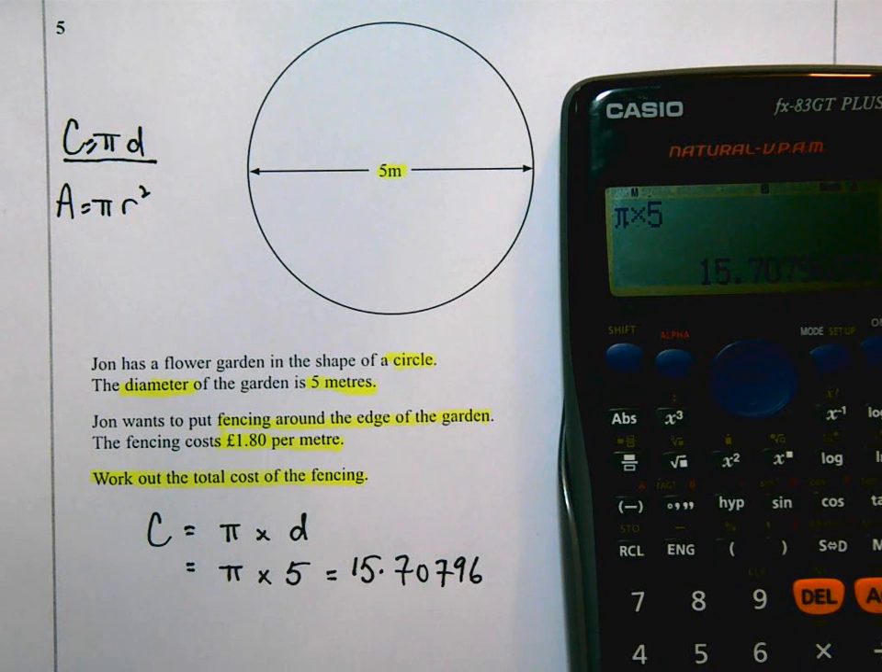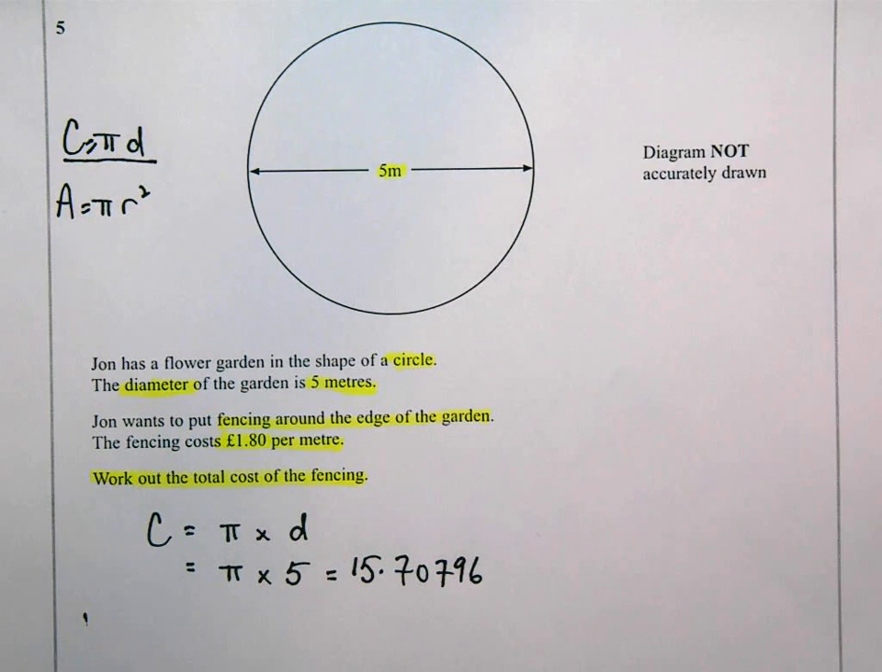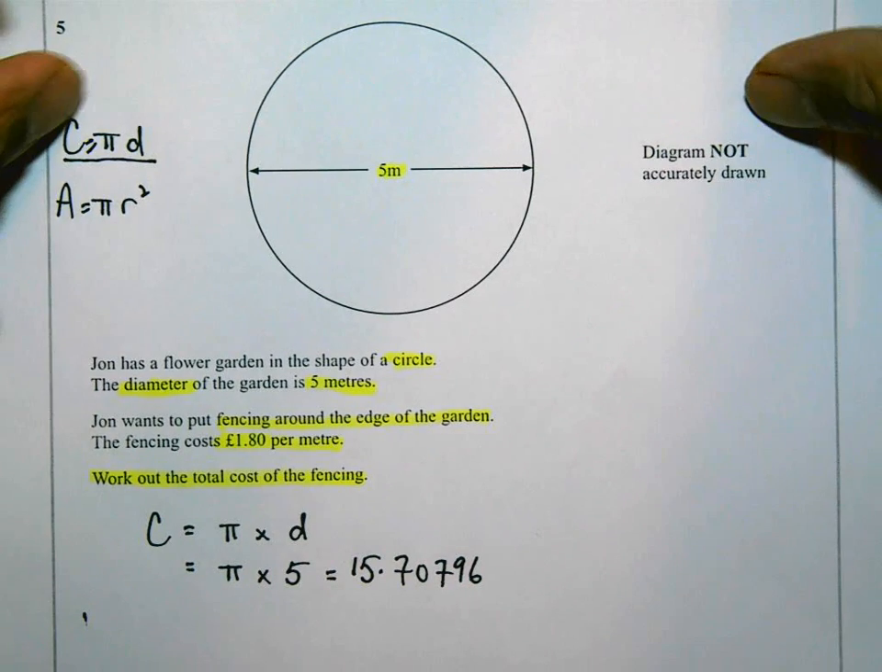Okay, I'm going to stop there. I don't need to write out the rest. But that's how many meters it is around the edge. That's the circumference of the circle. But what I need to do to that is to work out the total cost. So if I just move this up a bit.